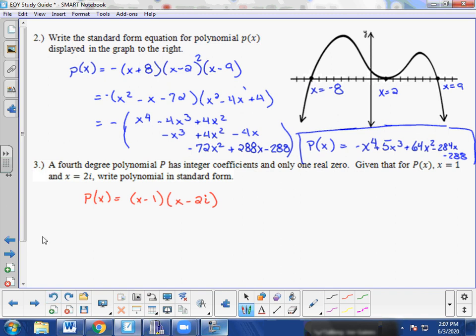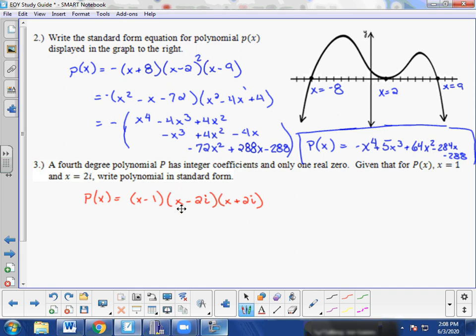One thing that we know about imaginary units is they come in pairs. So if I'm going to have a factor that's x minus 2i, I'm also going to have a factor that's x plus 2i. So this right here would give me a polynomial that's degree 3. It has 3 factors. We need it to be a fourth degree polynomial, and we need it to only have one real zero. So here I have one real zero, two imaginaries, it's degree 3.